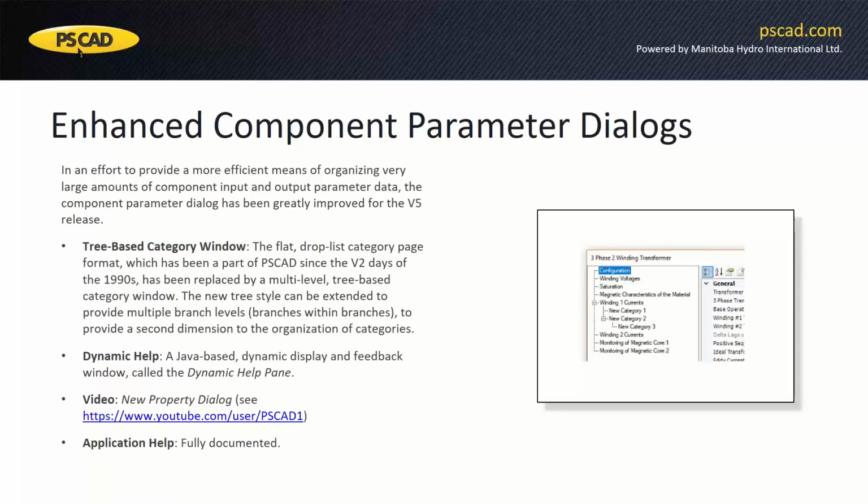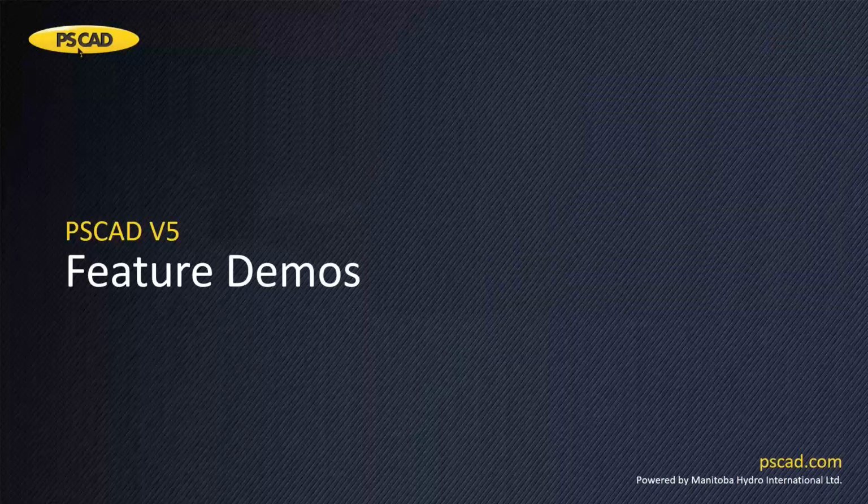Also, our component dialogues have been enhanced. We are now using a tree view, and I'll demo this in a couple of minutes. The category window is now tree-based, and what's really nice about that is you can add categories within categories within categories now. So it really opens up the amount of data that you can add to your component parameters. Also, there is a dynamic help window, which is a Java-based dynamic display that is associated with each component. That is also fully customizable. You can use it with your custom components, and I'll demonstrate that in a second.